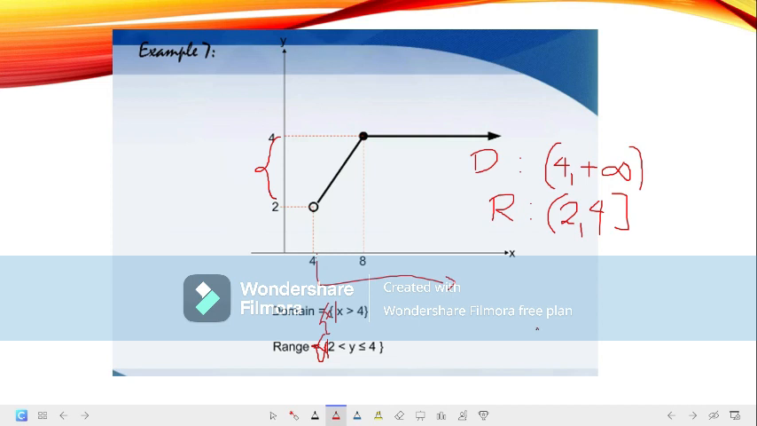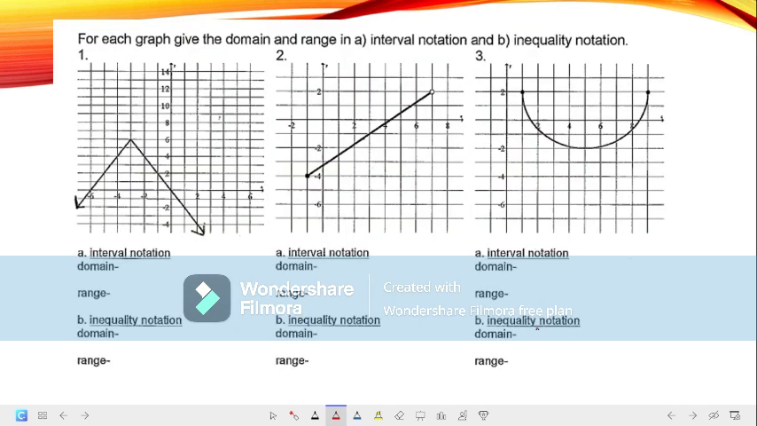So this time we will have an assessment. For each graph, give the domain and range in interval notation and set builder notation. Okay, you will use the set builder notation. Although it is sometimes also expressed in inequality notation, to make it complete, you just use the set builder notation.